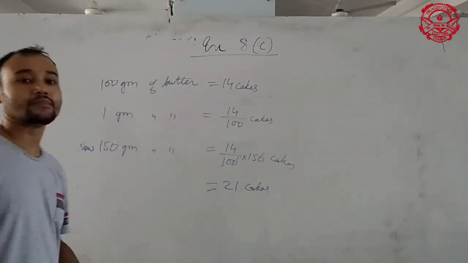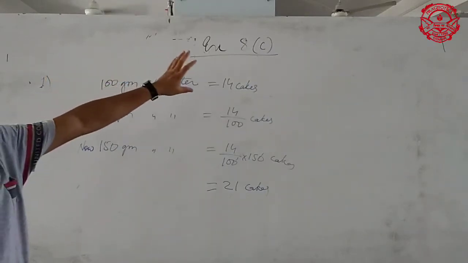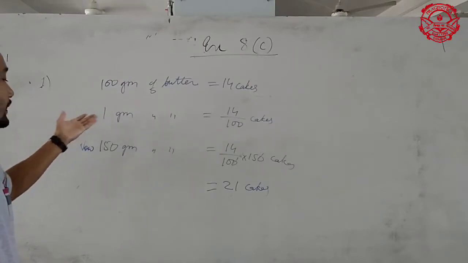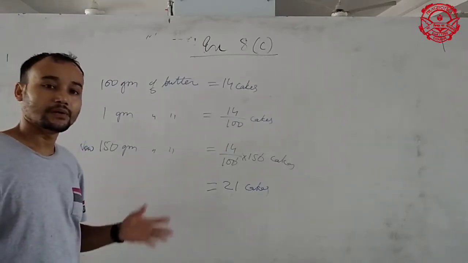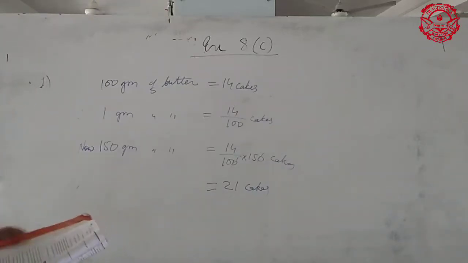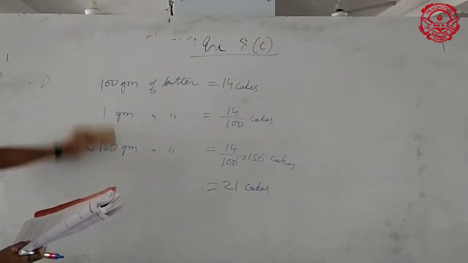This question is similar to, like, cost of 10 apples equal to 100. You find the cost of 1 apple, then you can easily find the cost of 100, 200, any number it is given. Now I am moving to the next question, that is question number 2.